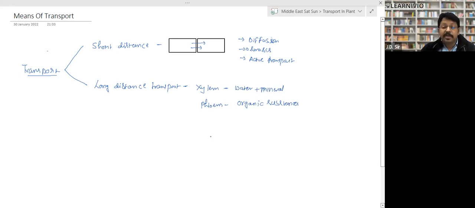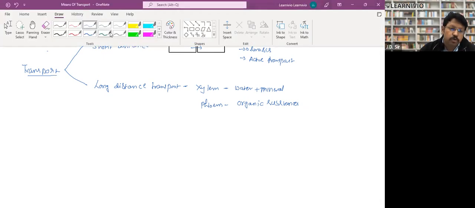Now, what are the means of transport? Whether it's long distance or short distance, the transport will take place either through diffusion, or through osmosis, or through active transport, right? So these are the means of transport. So that's how the transportation takes place. Why is the long distance transport required? Look, I am just giving you a snapshot, nothing else. You have to just focus and try to understand what we are studying.